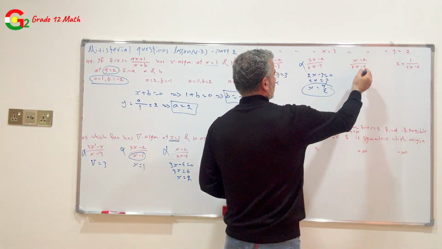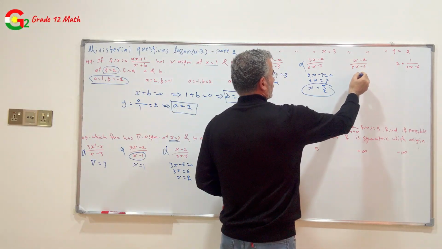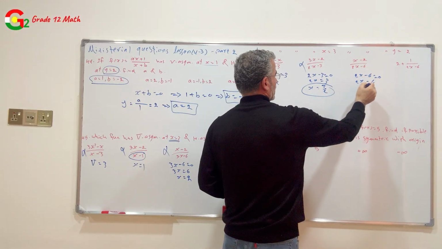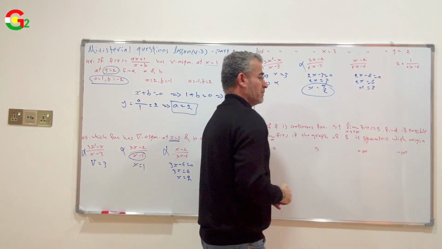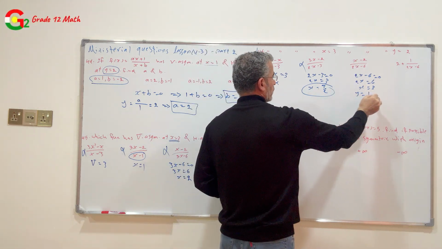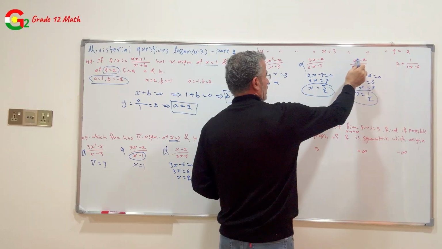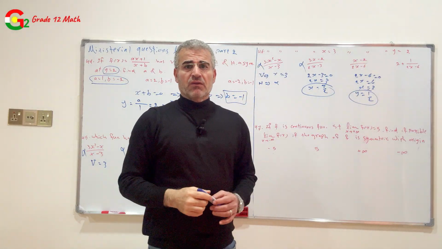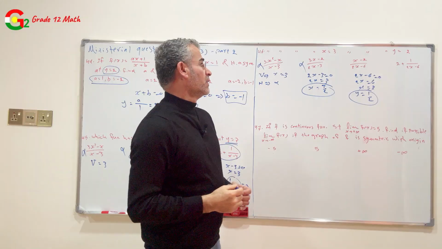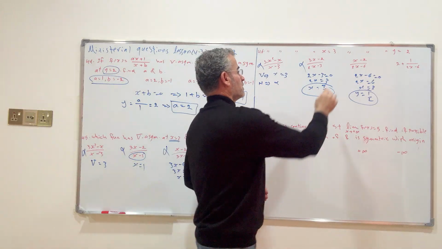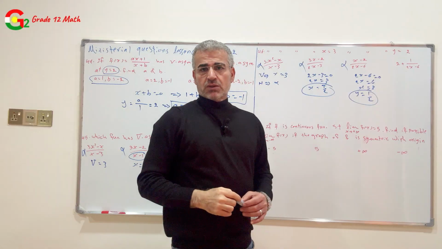For the third function, 2x minus 6 equals 0, then 2x equals 6, then x equals 3 is the vertical asymptote. But the horizontal asymptote is y equal 1 over 2, since the degree of the numerator and denominator are equal, and the coefficient of the numerator is 1, and the coefficient of x in the denominator is 2. So this choice is also wrong.